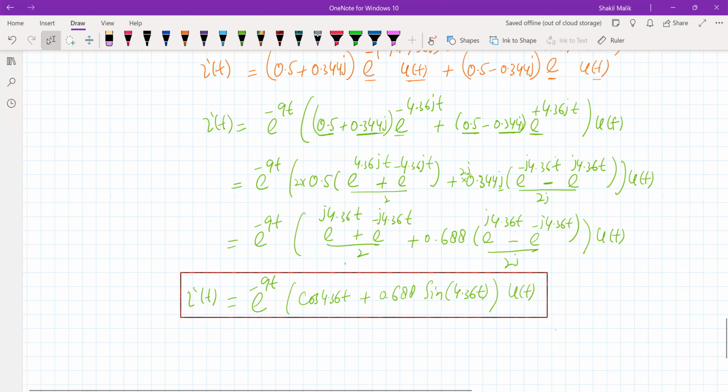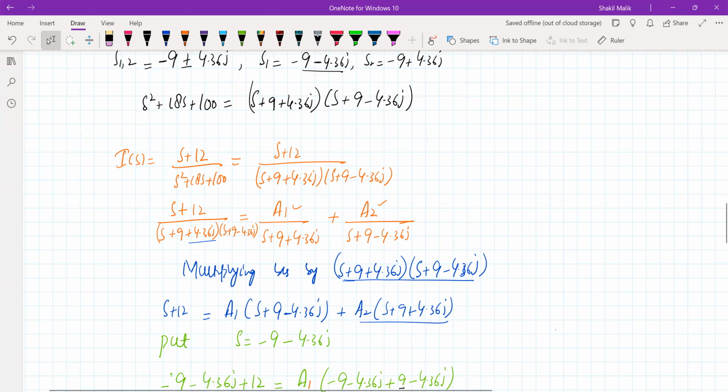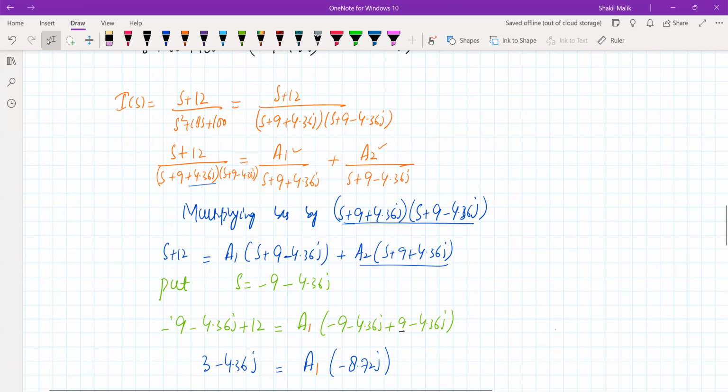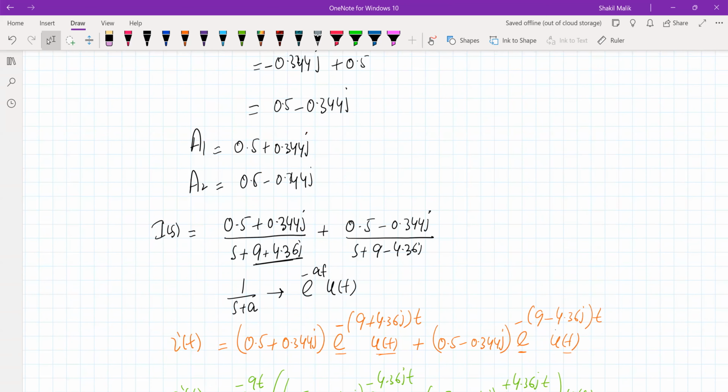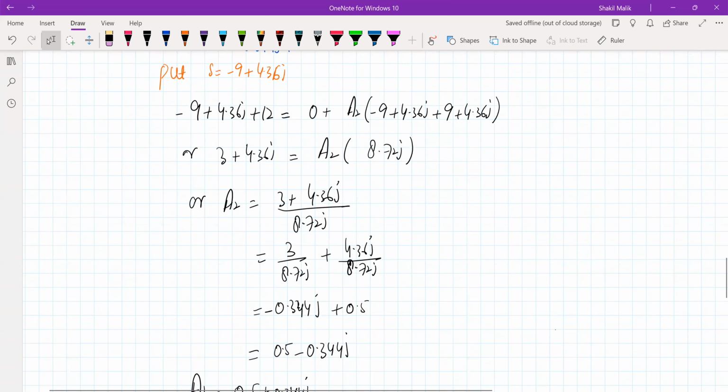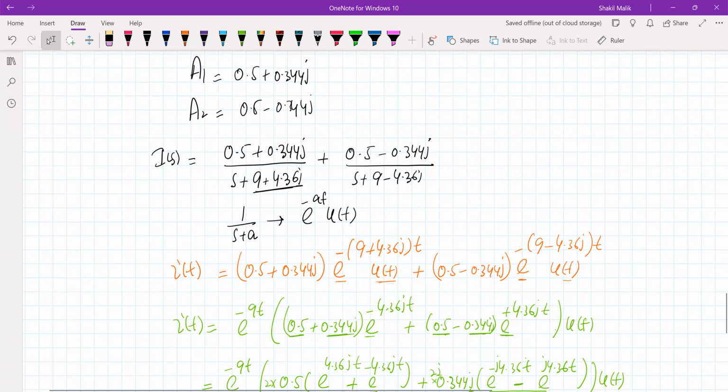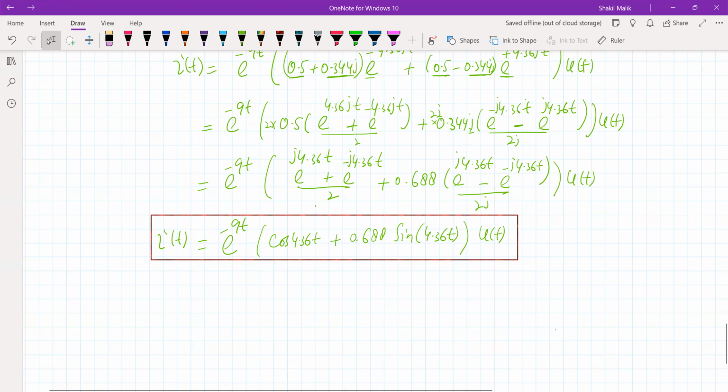So this is how we find the current when the roots of the quadratic term are complex. All right, I hope you have got the meaning from this, how to solve when the roots are complex. This is a very, very important case.